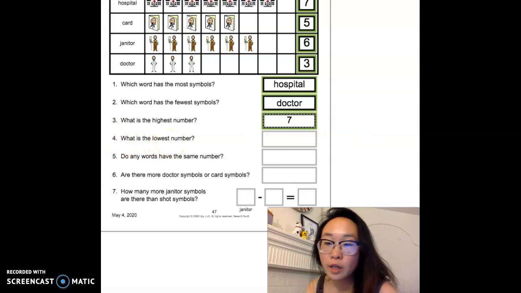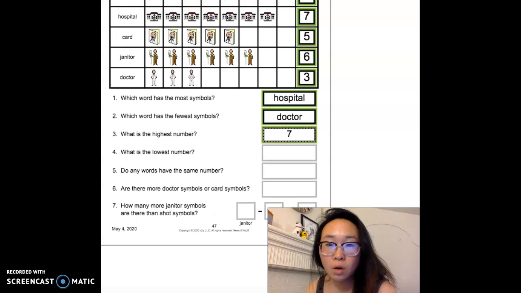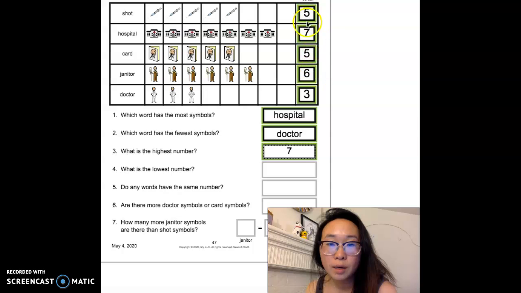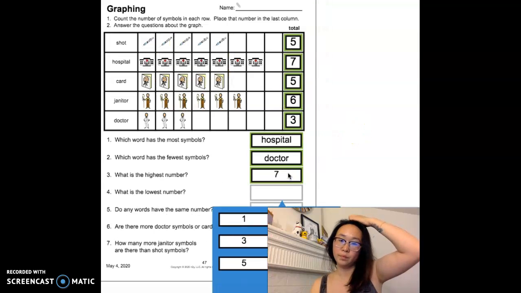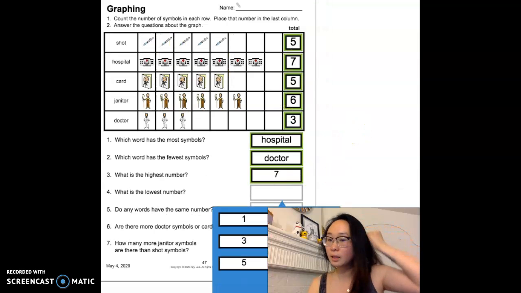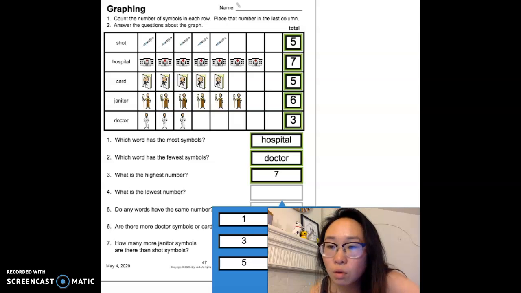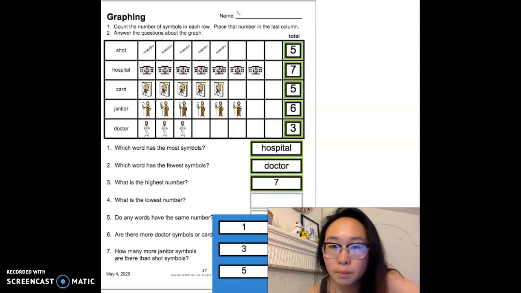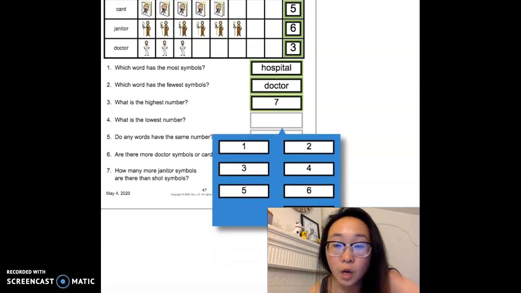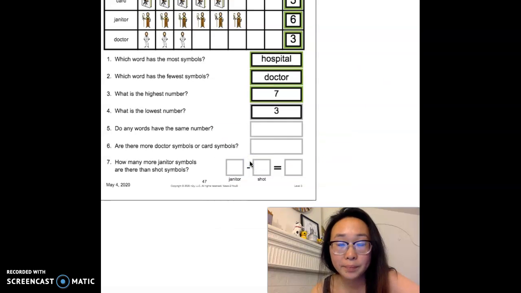And then number 4 asks, what is the lowest number? Lowest. So if we go back up, which number is the lowest? 5, 7, 5, 6, 3. And if I scroll over, the lowest number is 3. This one, doctor.